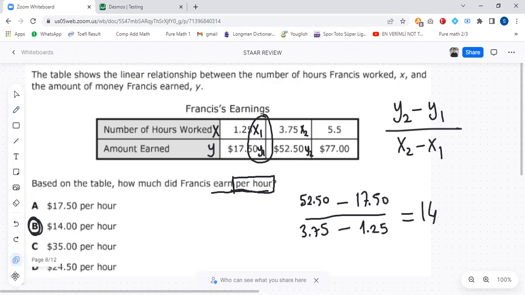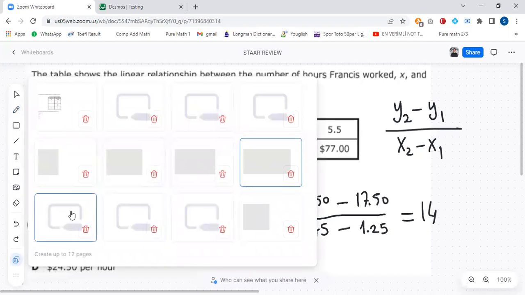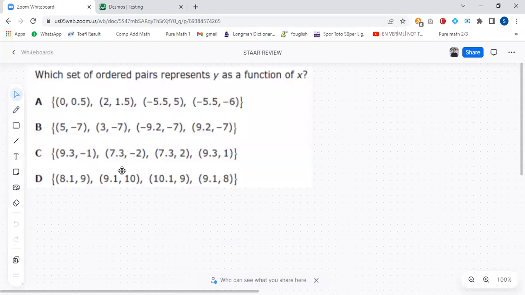All right, next question. Which set of ordered pairs represent y as a function of x? Okay, so if we want to represent y as a function of x, then each x value must be assigned to exactly one y value, right? So let's write that here.